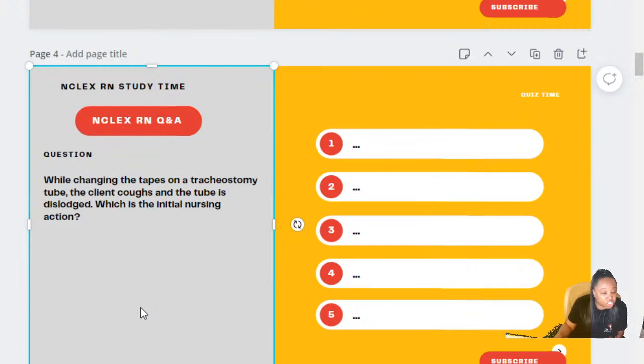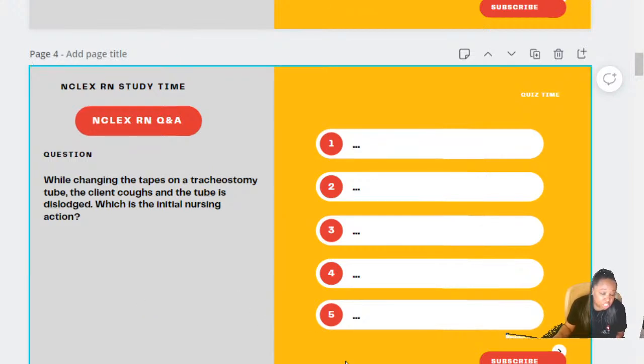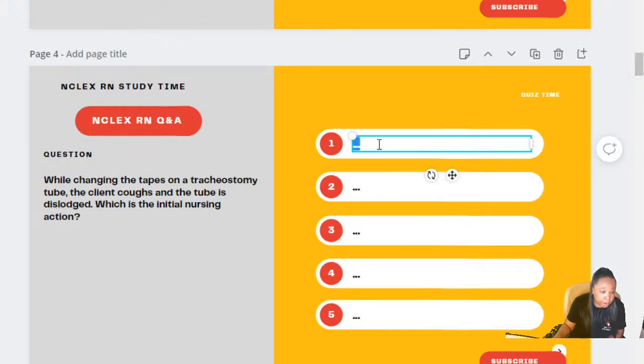So it says, while changing the tape on the tracheotomy tube, the client coughed and the tube is dislodged. Which is the initial nursing action? What will you do if while you're changing the tape, the tube gets out of the throat? The tube just dislodged. What would you do? Okay, here are the options. The first one says, call the healthcare provider.